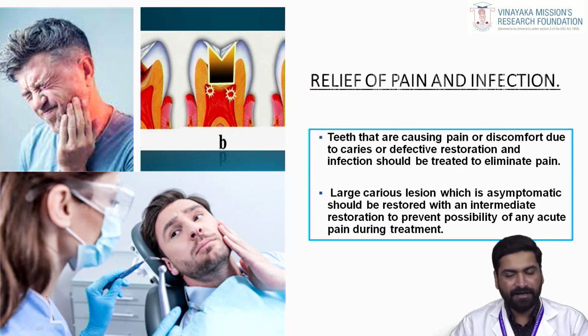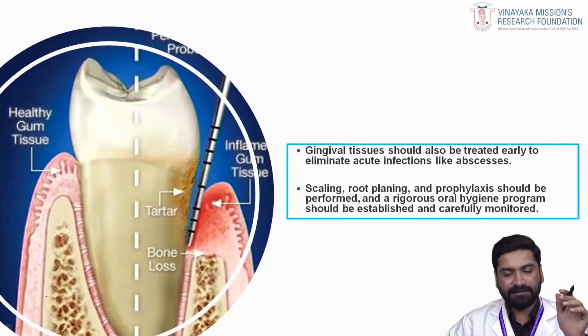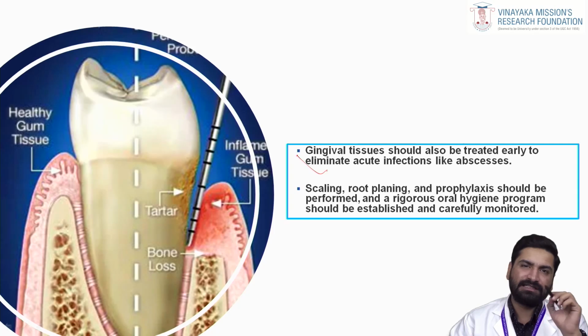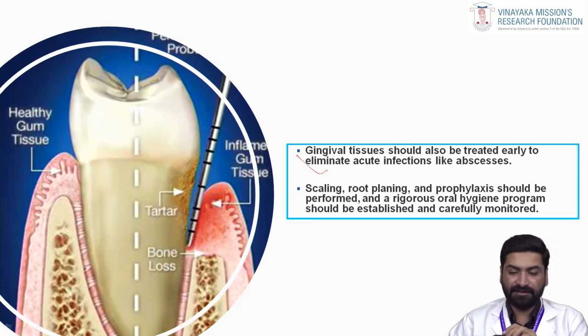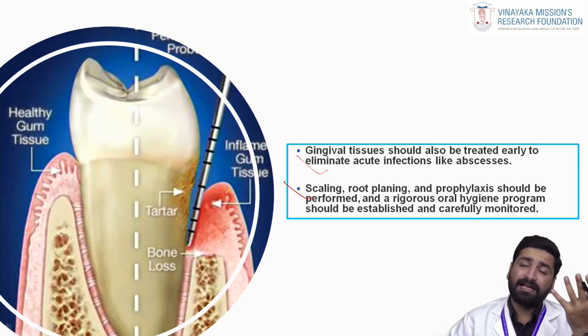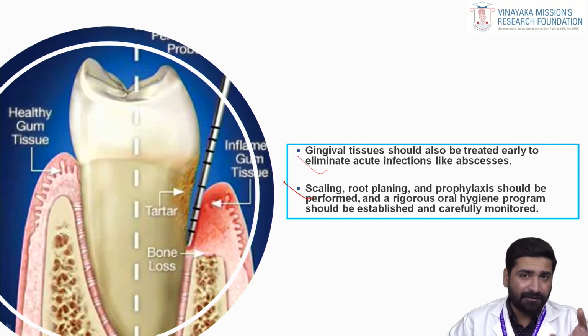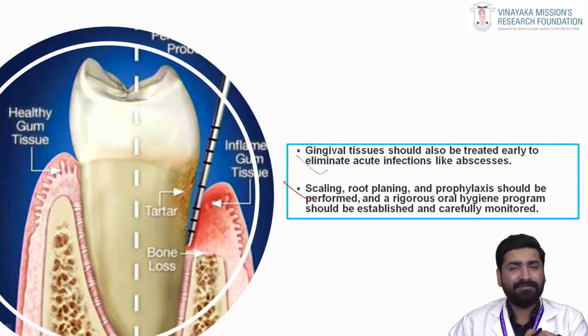So I think I have made it clear. I'll keep on telling this again and again for the whole lecture. Similarly, there are gingival tissues that should be treated before: gingival abscess, gingival inflammation. Then for that you need to do scaling, root planing, oral prophylaxis, right? An oral hygiene program should be designed for that patient, particularly seeing the requirements based on the clinical findings, right?